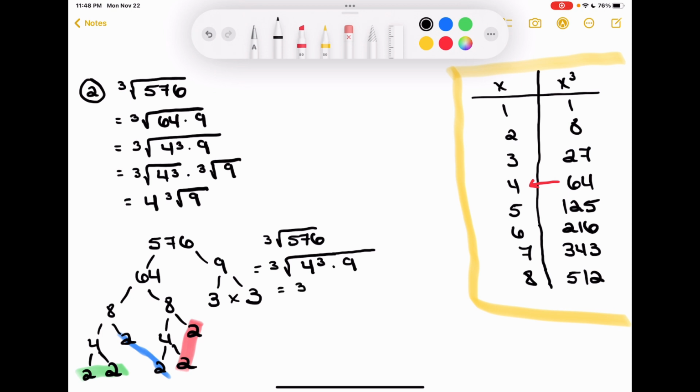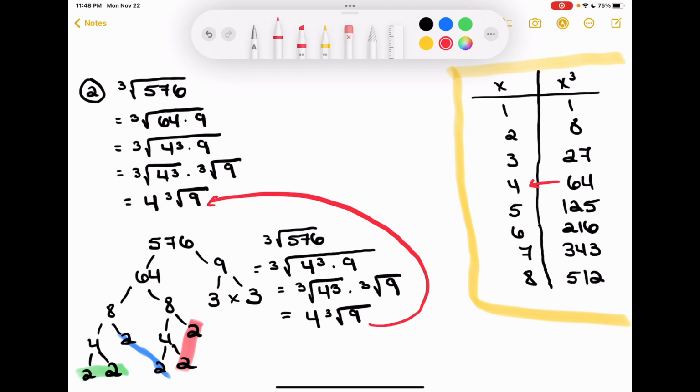Now the process becomes the exact same. We get the cube root of 4 cubed times the cube root of 9. A cube root of a cube is just the number itself. And the cube root of 9, well, that isn't a perfect cube, so we're just going to leave it under the cube root. And there we go. We have the exact same answers.